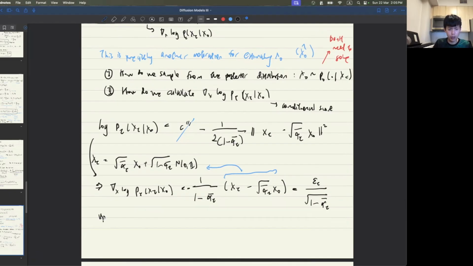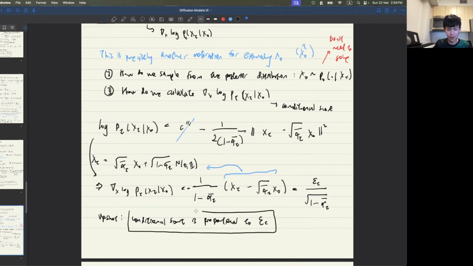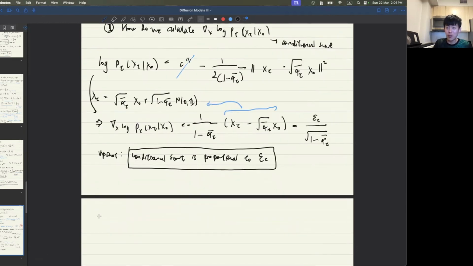And I think the upshot over here is that the conditional score is proportional to the noise, epsilon t. They just differ by a constant. So over here, we have sufficient information to actually train our models. In literature, this is called a score matching model because we are literally training a neural network to predict the score so that we can run the backward diffusion process.